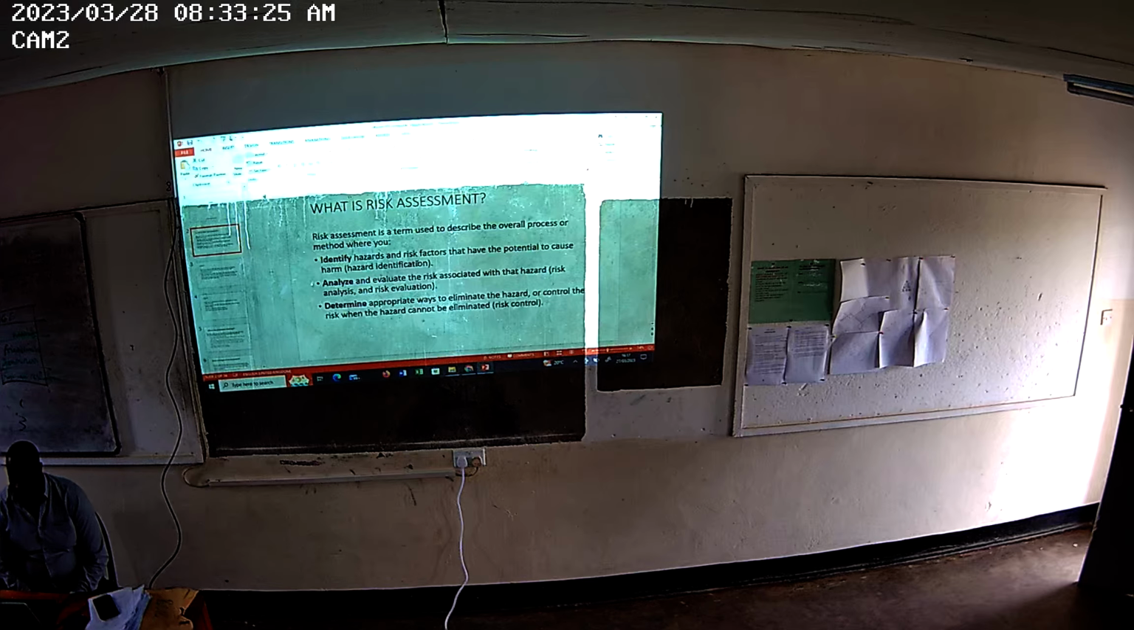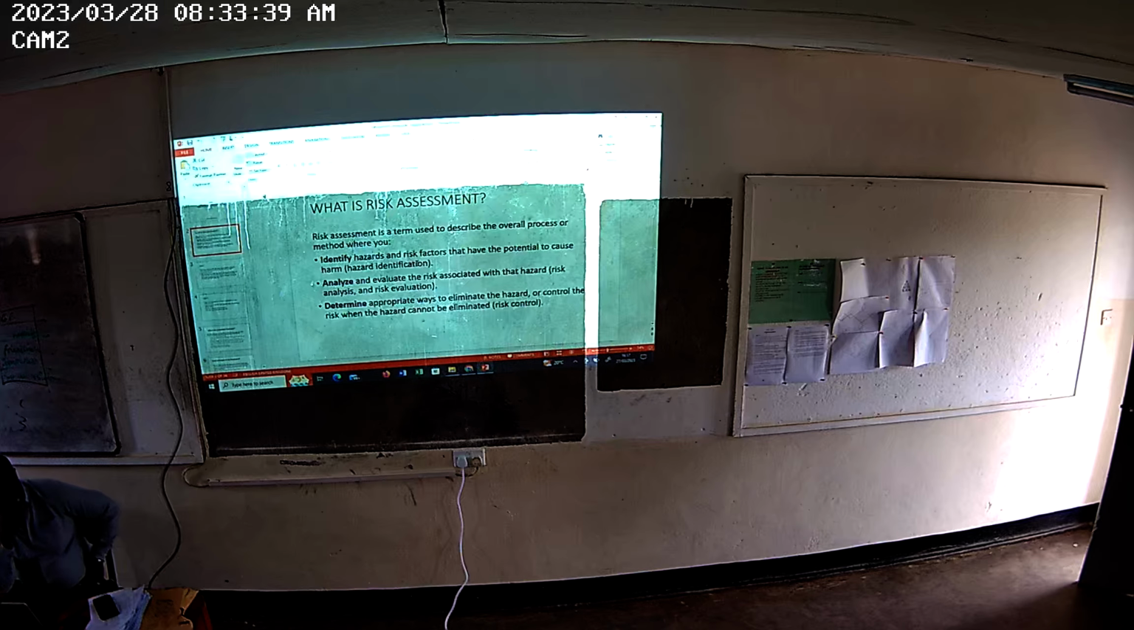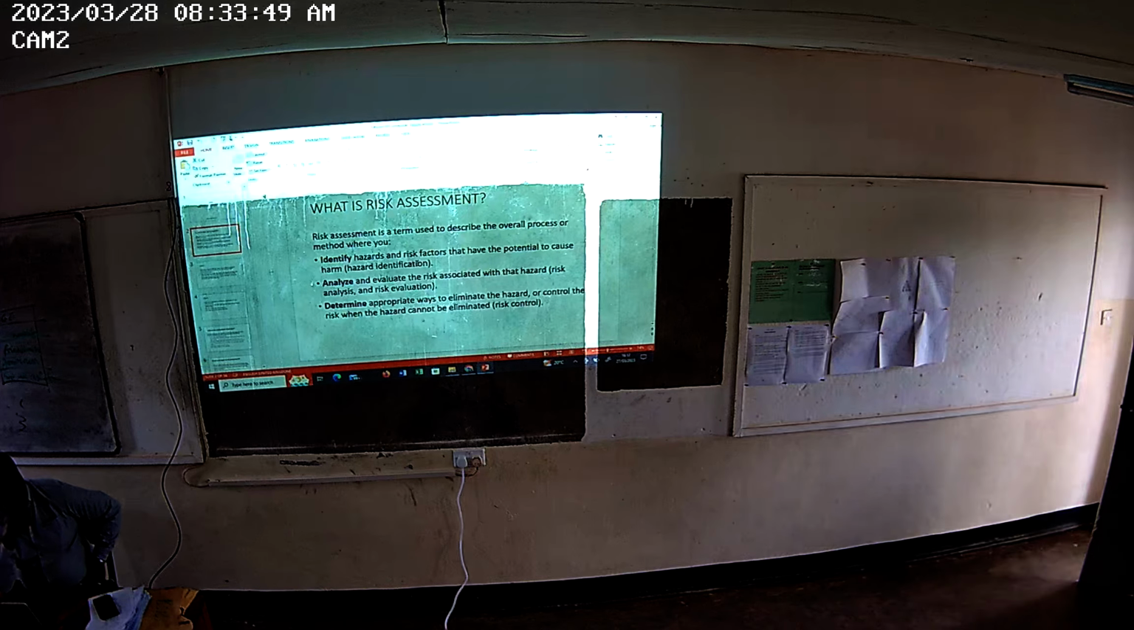So that's how you analyze the risk. Yes? You take into consideration the probability of the occurrence. Okay? If the chances are that they happen once in a blue moon, the risk is very low. Okay?